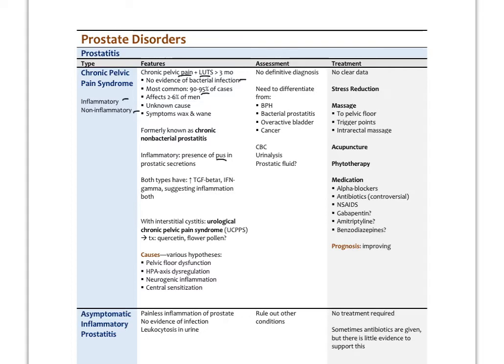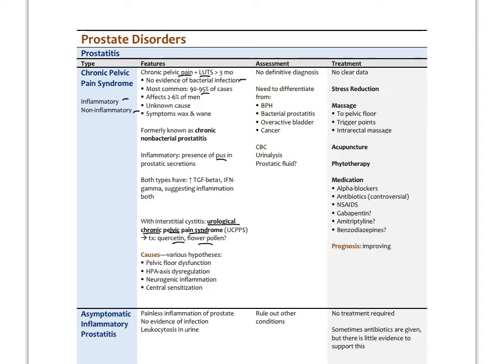So maybe there is some sort of intracellular bacteria that we don't know of. It's very difficult, obviously, to assess that without doing some sort of prostate biopsy, which is never done for these conditions. With interstitial cystitis, if we have that on top of chronic pelvic pain syndrome, that is called urological chronic pelvic pain syndrome, UCPPS. And the treatment there is usually using anti-inflammatory substances like quercetin. There's some evidence for the cernilton, the flower pollen extracts, being helpful there as well.